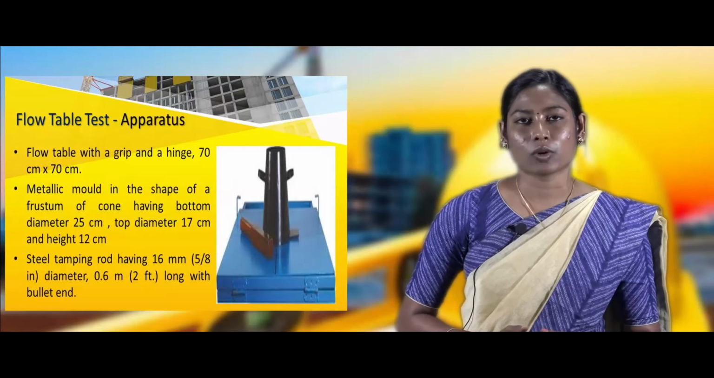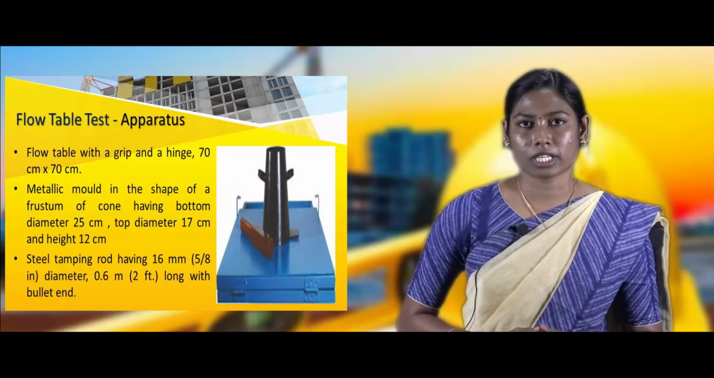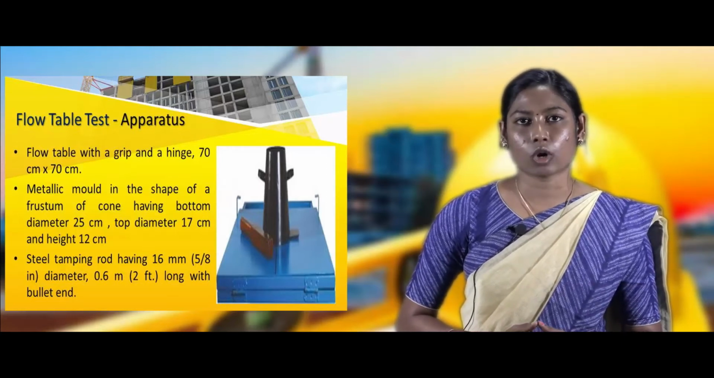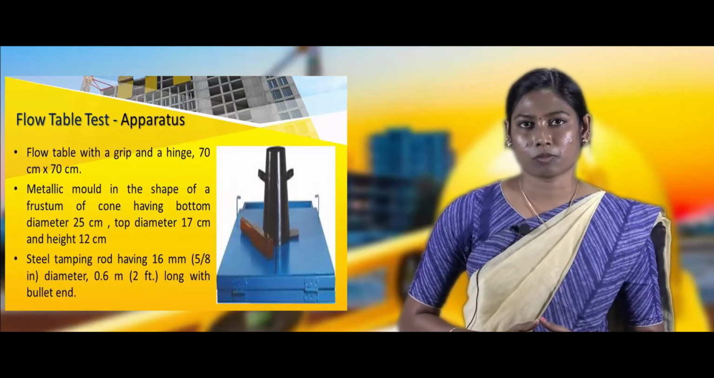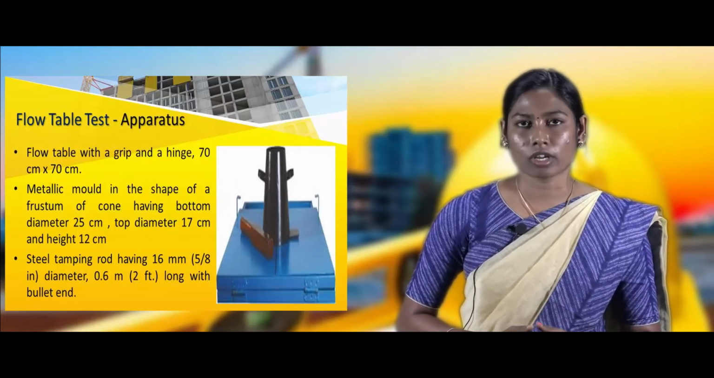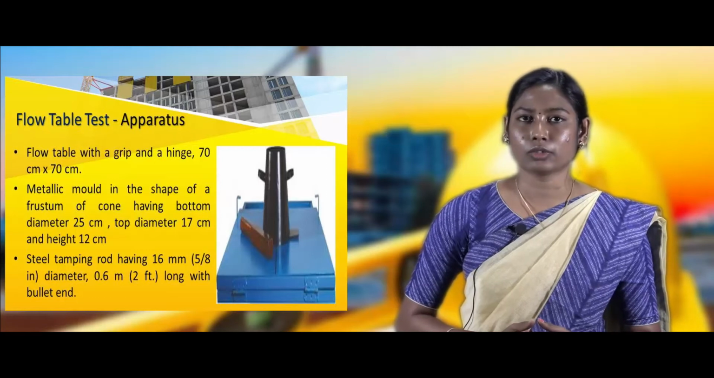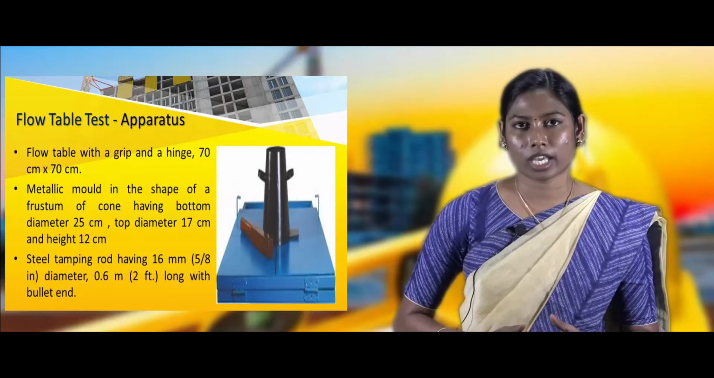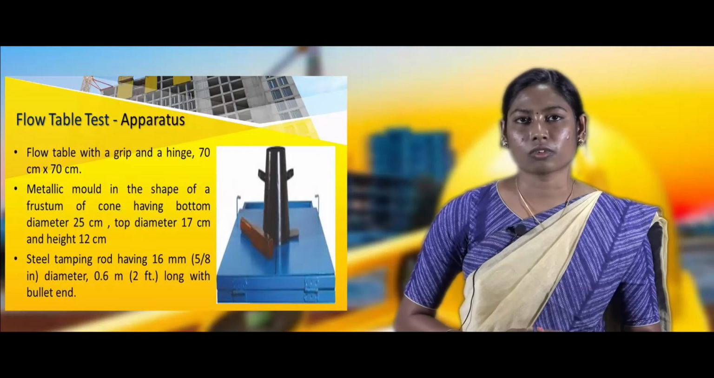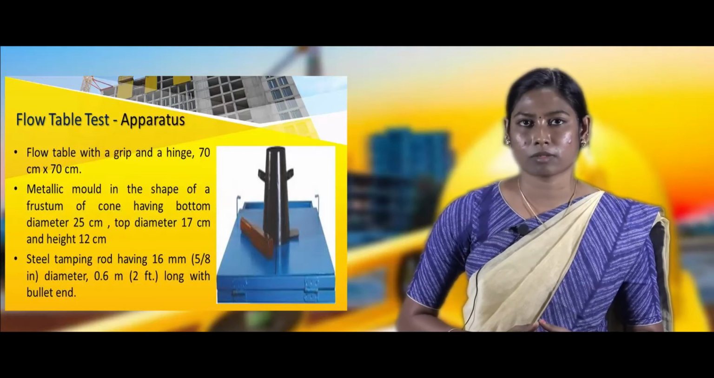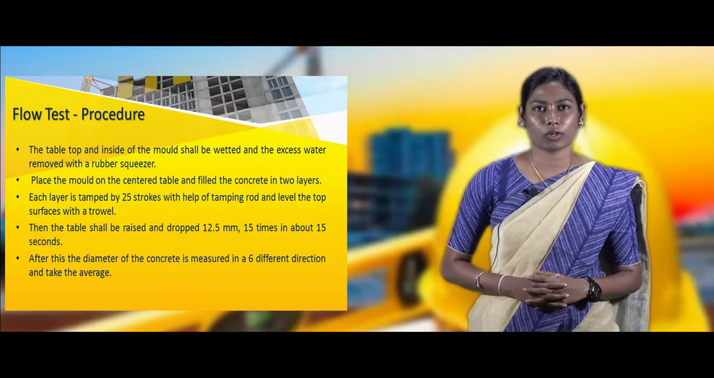of height 12 cm and bottom diameter 25 cm and top diameter 17 cm, a steel tamping rod of 16 mm diameter and 2 feet long, and a flow table with a grip and hinge of 70 cm by 70 cm. Let's see the procedure to conduct the flow table test.